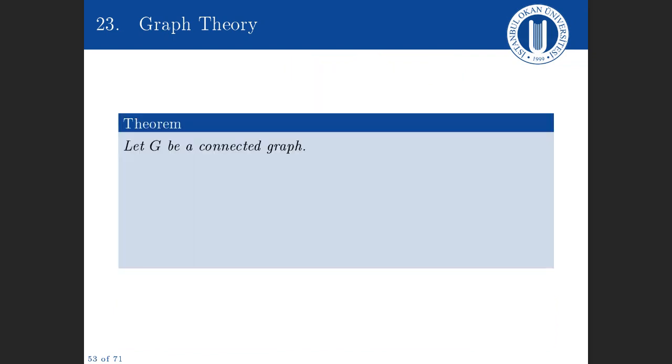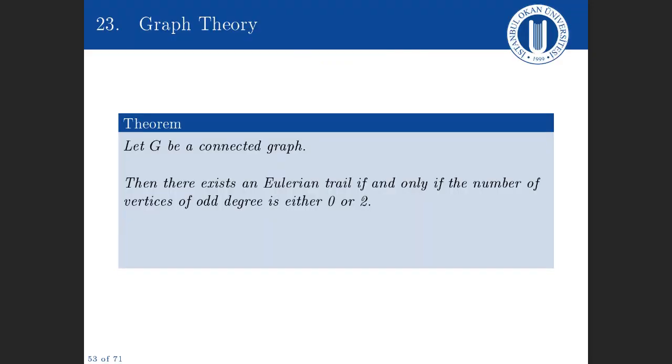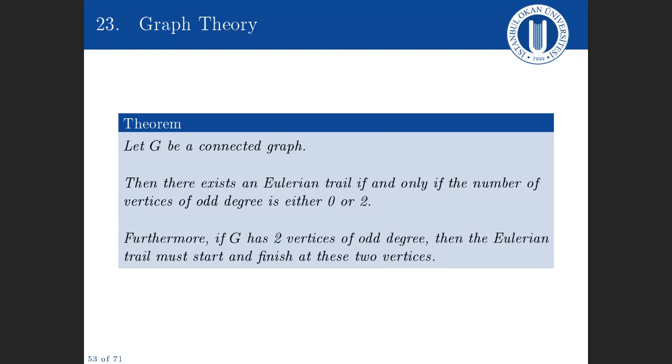Time for a theorem. Let G be a connected graph. Then there exists an Eulerian trail if and only if the number of vertices of odd degree is either 0 or 2. And furthermore, if G has 2 vertices of odd degree, then the Eulerian trail must start and finish at these 2 vertices.